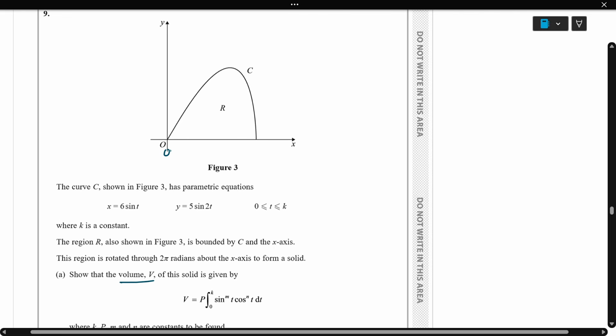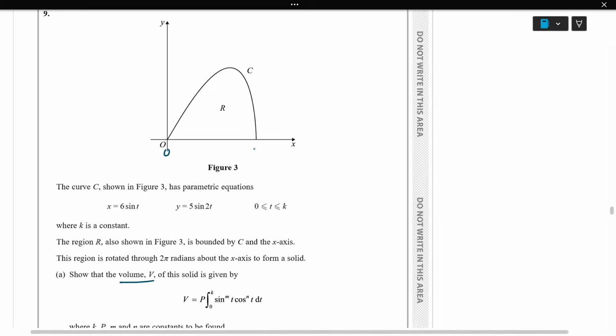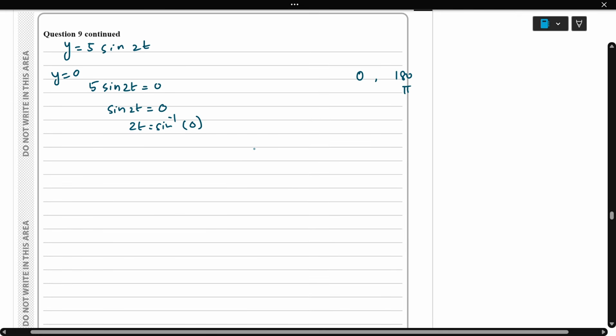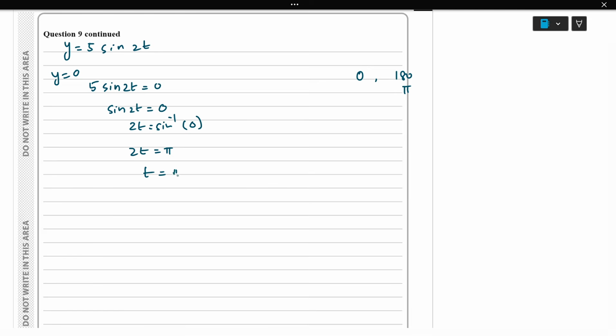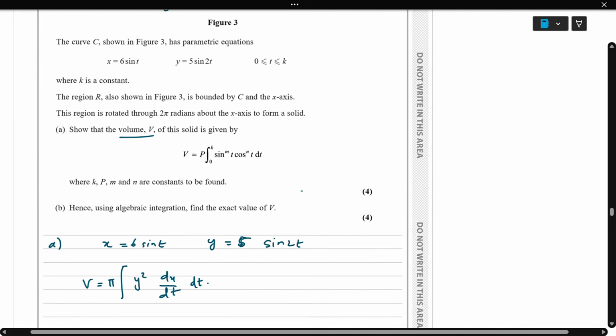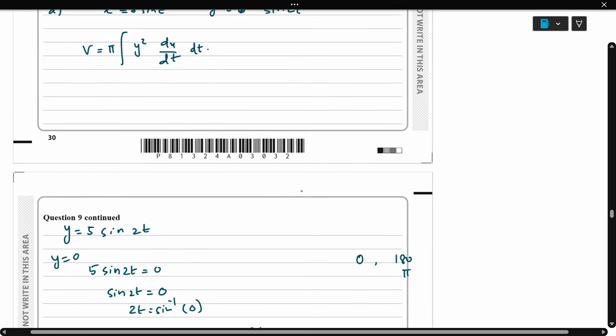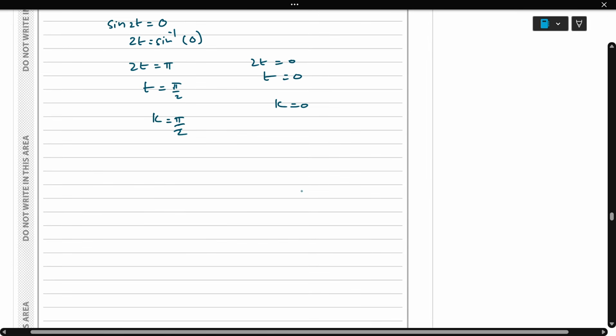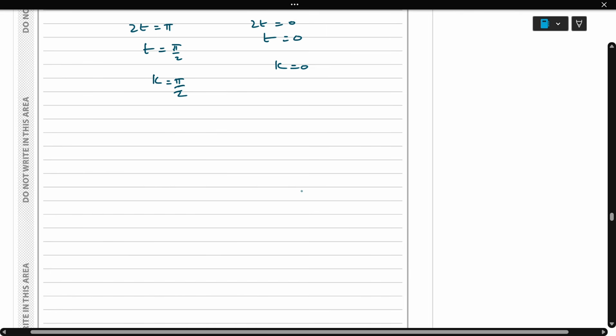Here is a 0, here's a pi, so I need to plug in here. So 2t equals pi, so t equals pi by 2. Also 2t equals 0, t equals 0, so k equals pi by 2, and the lower limit is 0. Already 0 we know is starting from the origin. The other limit is pi by 2, so we know the interval is 0 to pi by 2.